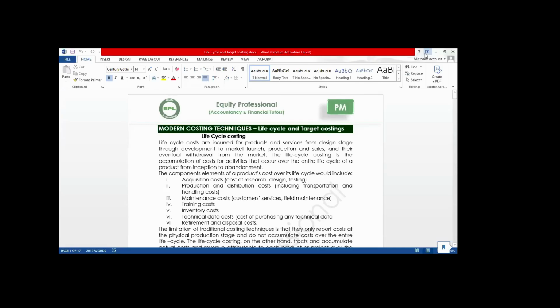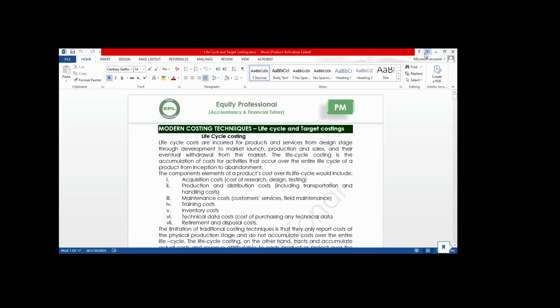We are starting with the next topic, our third topic, modern costing system, the modern costing techniques. Under this topic, we shall be looking at the costing method. These costing methods are regarded as modern costing techniques.